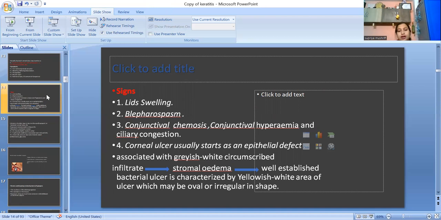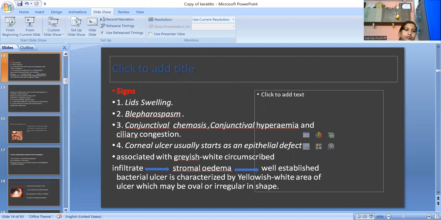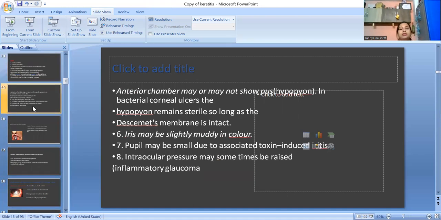Corneal ulcer usually starts as an epithelial defect associated with a grayish white circumferential infiltrate and stromal edema. A well established bacterial ulcer is characterized by a yellowish white area of ulcer, which may be oval or irregular in shape. Then comes the anterior chamber reaction, which may or may not show pus. In bacterial corneal ulcer, the hypopyon remains sterile, as long as the Descemet's membrane is intact. The iris may be slightly muddy in color, the pupil may be small due to associated toxin-induced iritis, and intraocular pressure sometimes may be raised.